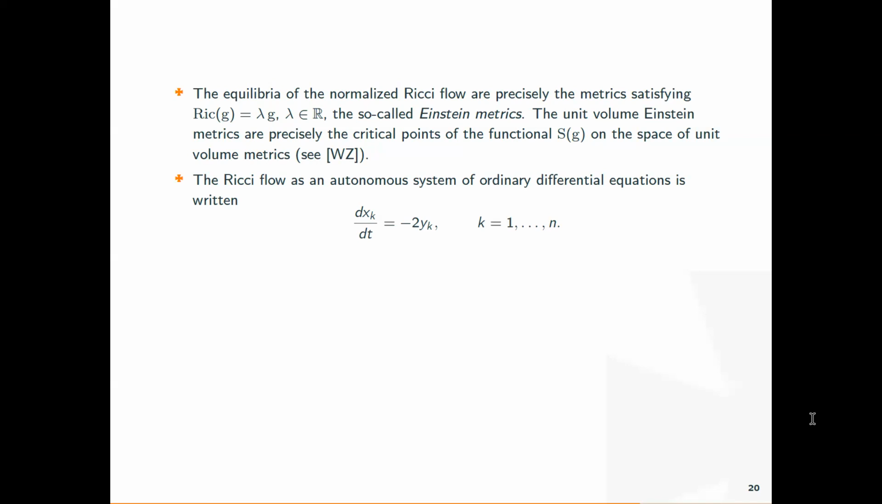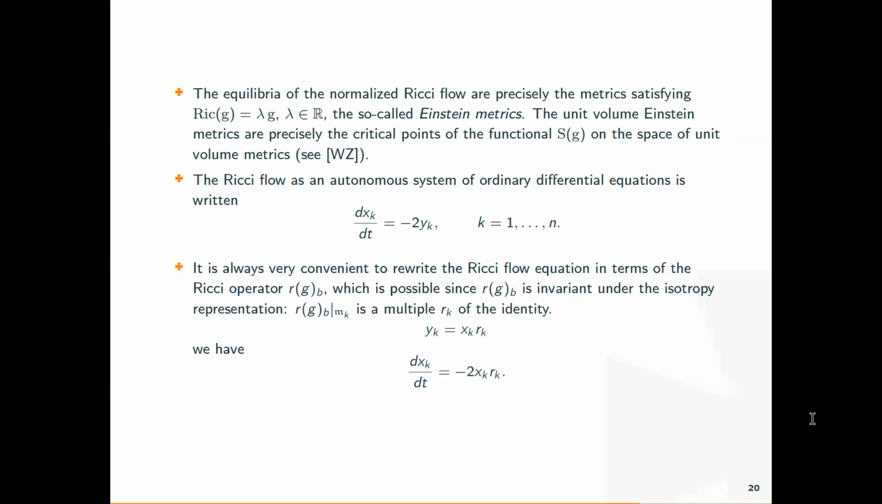But the point is that the Ricci flow is an autonomous system of ordinary differential equations, where I remind you that xk is the parameter that corresponds to one entry of the metric, and yk is a parameter that corresponds to the Ricci tensor. But it's very useful to transform this equation into another ODE by looking at the Ricci operator as a linear transformation, and so the ODE becomes this. This is rather classical. There are a lot of references in the work of Abiev and Nikonorov, and they explain everything, and also in our papers.